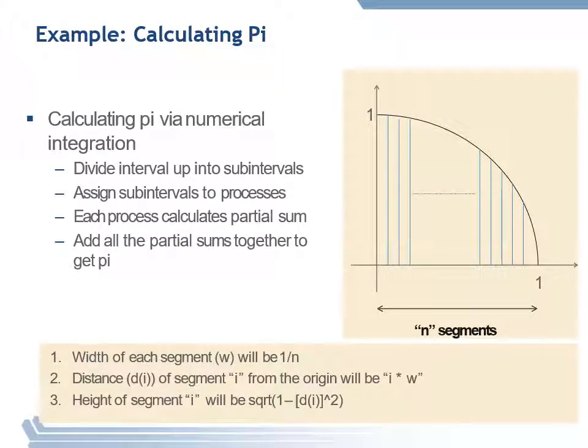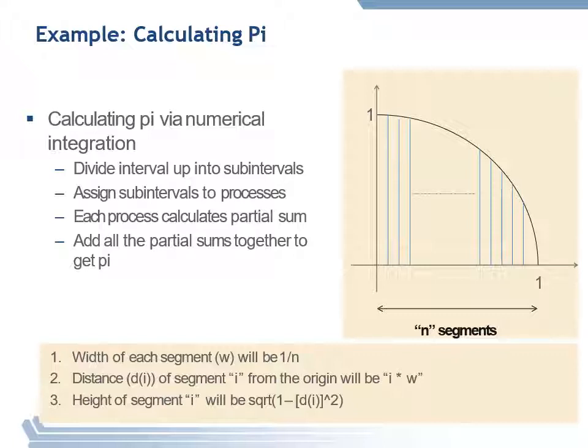Calculating pi. Calculating pi using numerical integration. First we have to divide the interval up into subintervals, and then assign those subintervals to the processes. Each process will then calculate the partial sum. Once we have the partial sums, we can add all those partial sums together to get the value of pi.